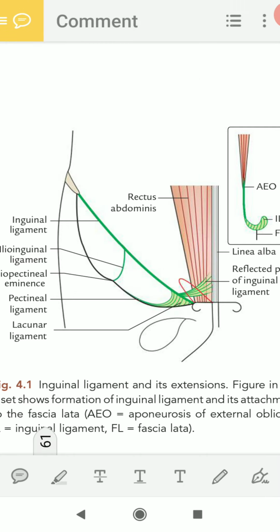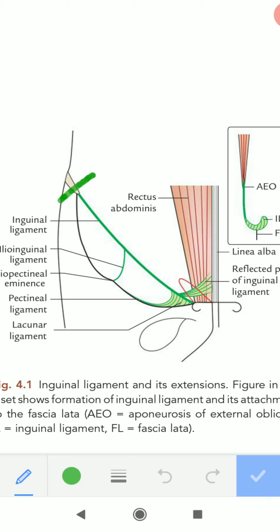Now come to the extension. Usually the inguinal region extends from the anterior superior iliac spine up to the pubic tubercle. So this area is the inguinal region. Clinically, this region is very important in two respects. Number one is the anatomical view, and number two is the clinical view.